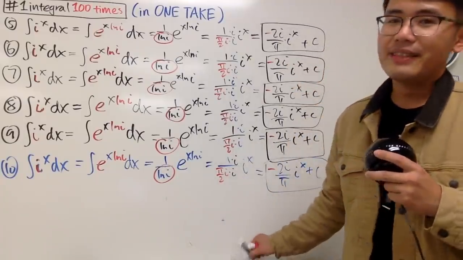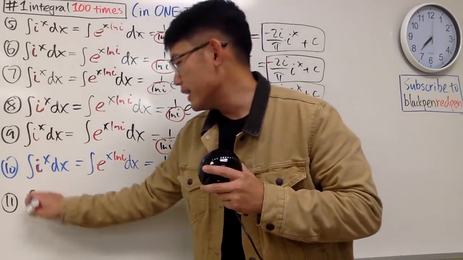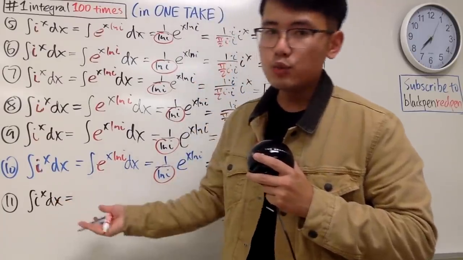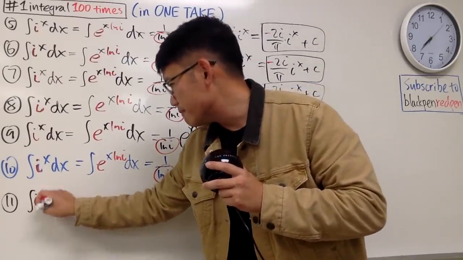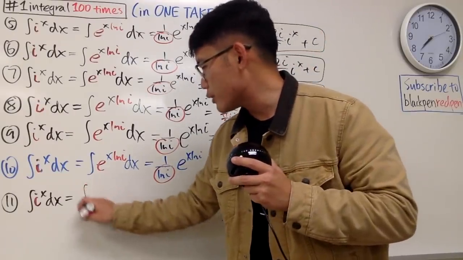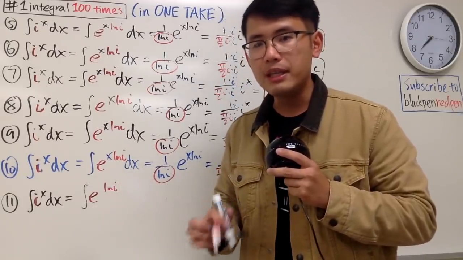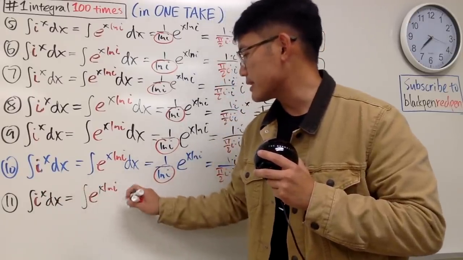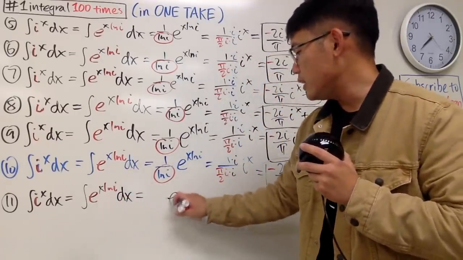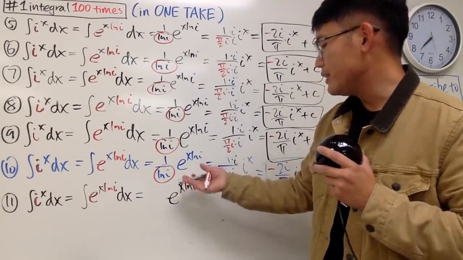Number 10. Now, getting back to reality. Number 11. We have to do the hard work, integrating i to the x power dx. Well, for this one, as we can see, we have i for the base. We don't like that. We like to have e for the base. So let's go ahead and write it as e to the ln i. This is still i. And now we have the base being e. Don't forget we still have the x, so let's put the x down right here. And then we have the dx. And now, to integrate this, of course, we get e to the x ln i.